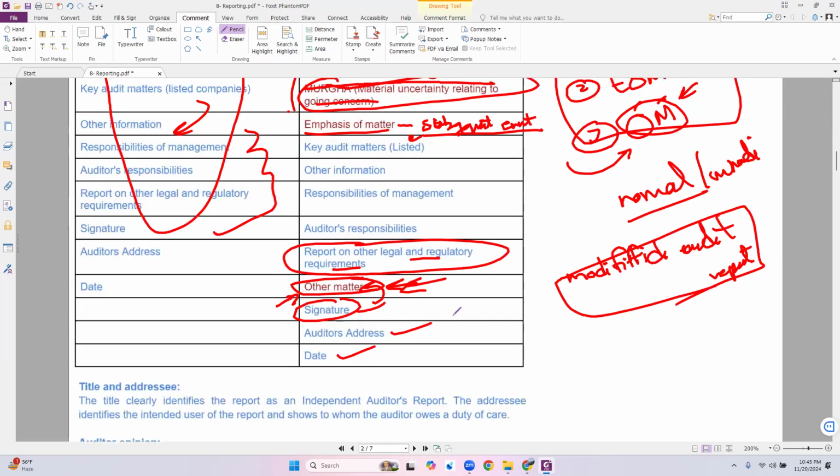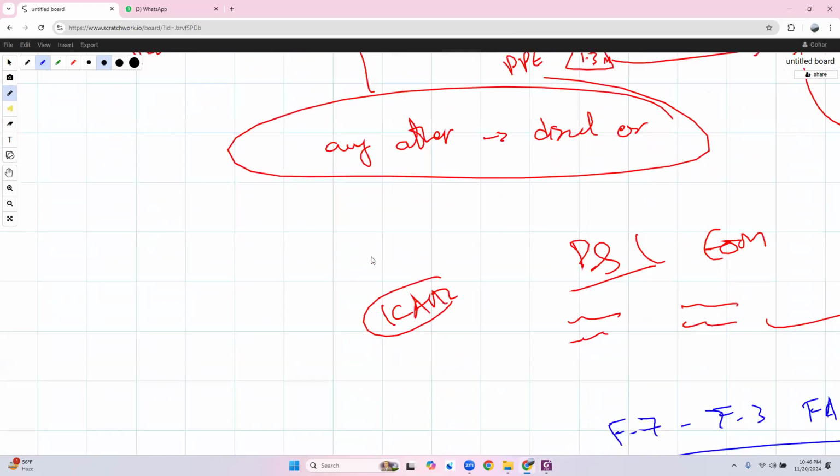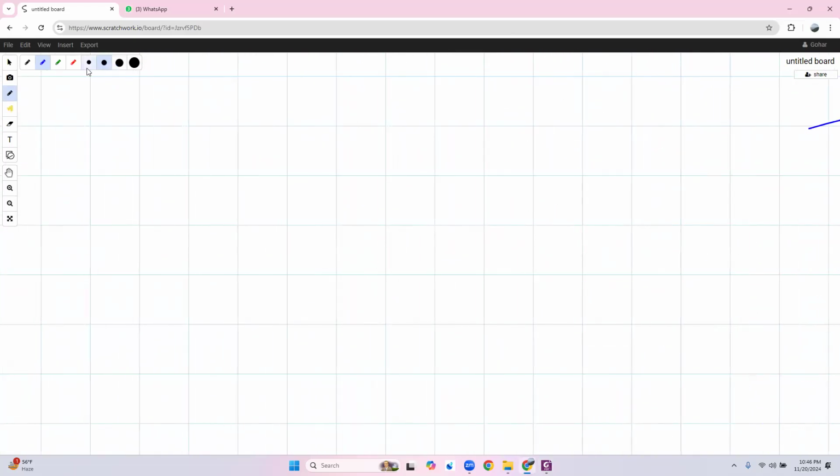Let's come towards the next important thing, that is the other matter paragraph. Let's try to understand what this OM paragraph is. Why is it included within the audit report? What is meant by this? Can you imagine what the other matter paragraph is about?